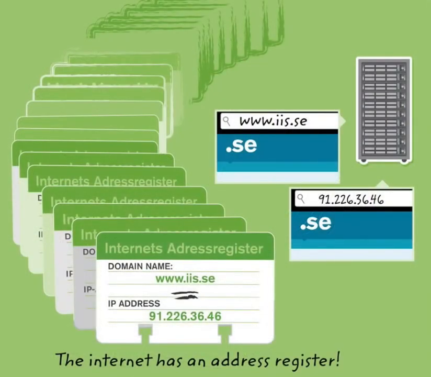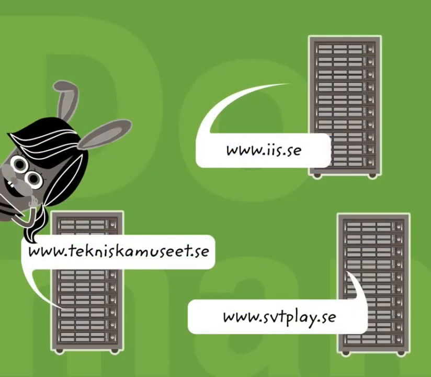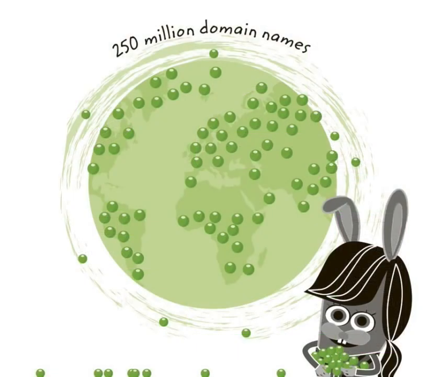If you write or click on a link to a web address, your computer then contacts the right server with the help of the Internet's address registry. But actually, the address is translated to a set of numbers and points. Addresses on the internet can be short, like iis.se, or long, like www.tekniskamuseet.se. An address with letters instead of numbers is called a domain name. It is the servers that have domain names, not the computer, mobile, or tablet. There are around 250 million domain names in the world. In other words, there is unbelievably much to discover on the internet.